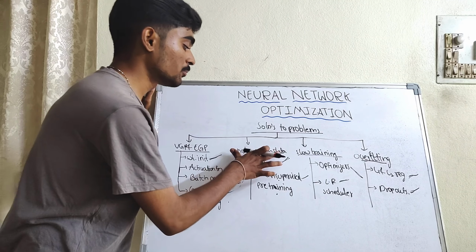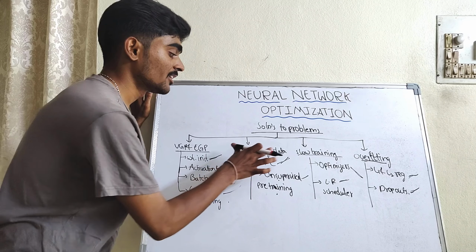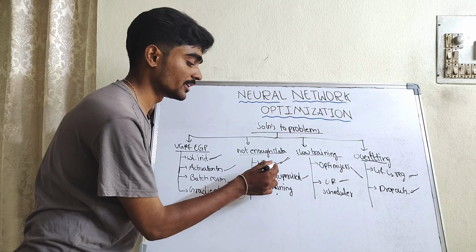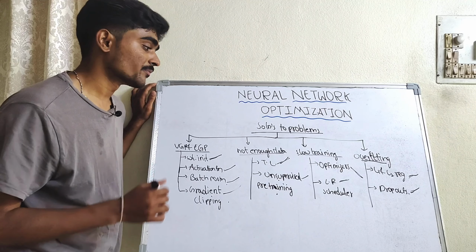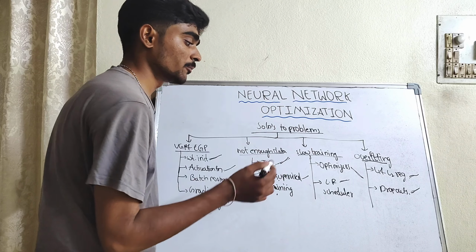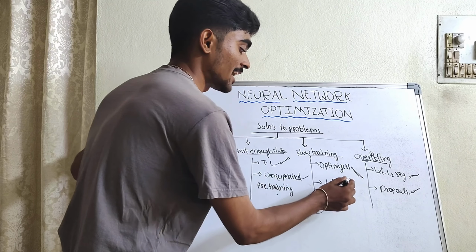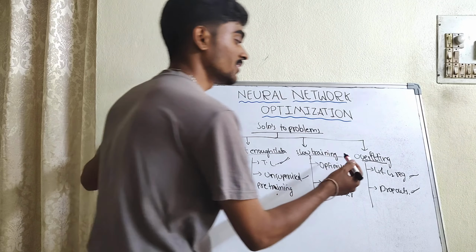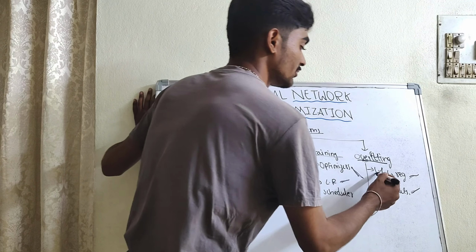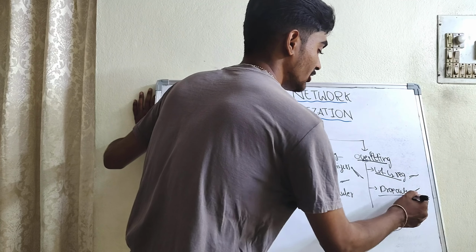The second problem that we basically face is not having enough data. To solve this, we need to use transfer learning and unsupervised pre-training. The third is slow training. To solve the slow training problem, we need to use optimizers and learning rate schedulers. And the fourth is the overfitting case. To solve overfitting, we need to use L1 and L2 regularizations and dropouts.